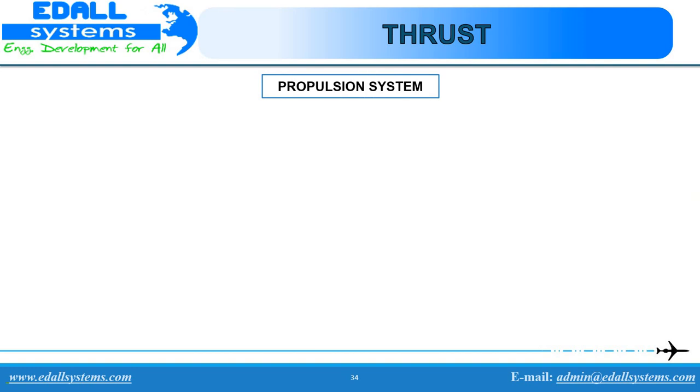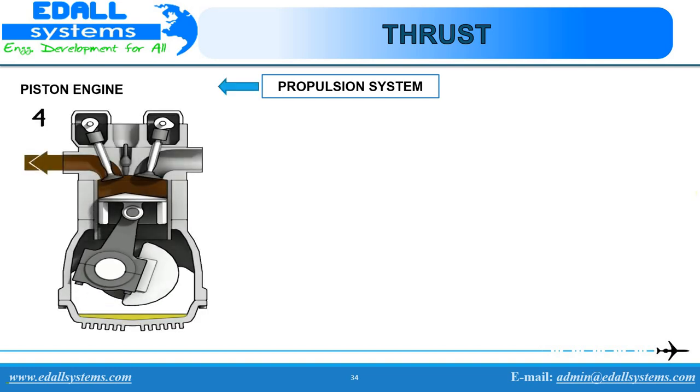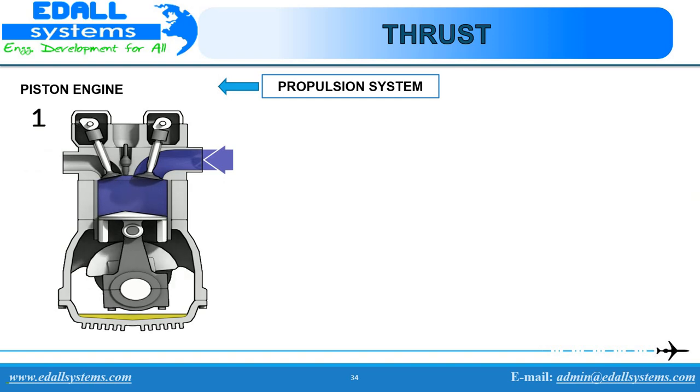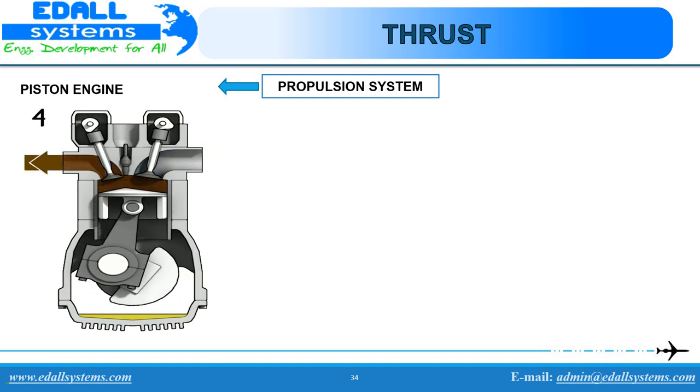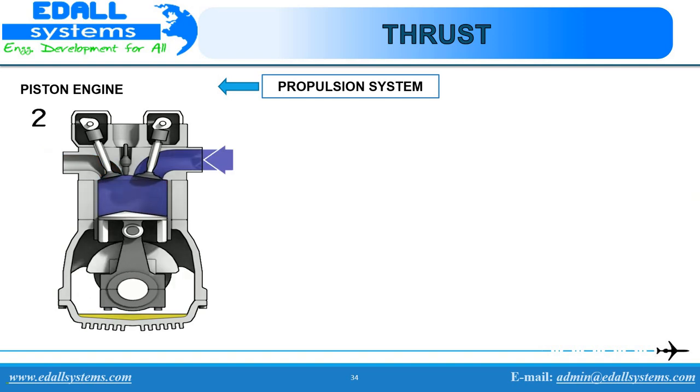Now, let us discuss the propulsion systems of aircraft that help to produce lift. These are of two types. First, the piston engine. Intake. To begin the cycle, a fuel mixture is introduced into the cylinder through the intake port, expanding the piston to the bottom of the cylinder.